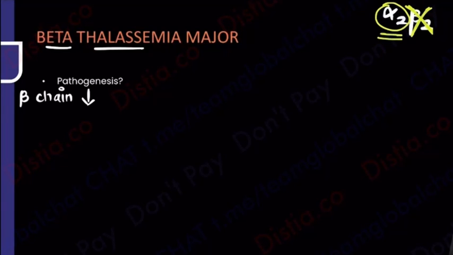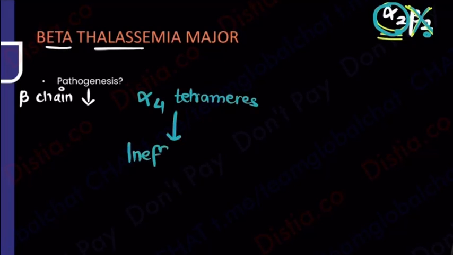So when alpha decides to spend time with itself, alpha makes alpha 4 tetramers, because the total had to be 4. You had to make a valency of 4. Earlier you had 2 and 2, but now that beta chain is not there, so alpha says I will spend time with my own self, and that is alpha 4 tetramers. Is such a red blood cell going to survive? Can you be forever single and forever alone and survive? It cannot, right? So that is going to be ineffective. This is going to result in ineffective erythropoiesis.